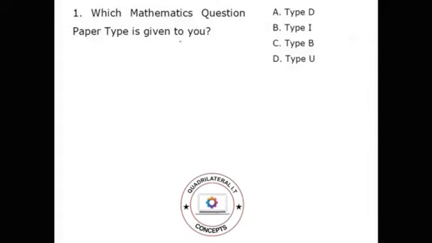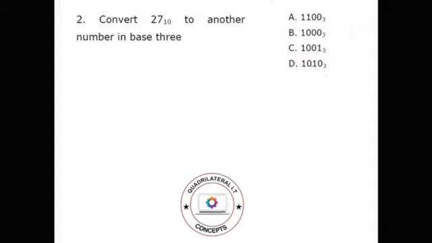Question number 1 says, which mathematics question paper is given to you? Don't forget, the type that was given to you is type U. So which means the answer here is type U. Now, yours might be different. It might be type I, type B or type D. But whatever question paper is given to you, that is the option you are choosing. So here we have type U.